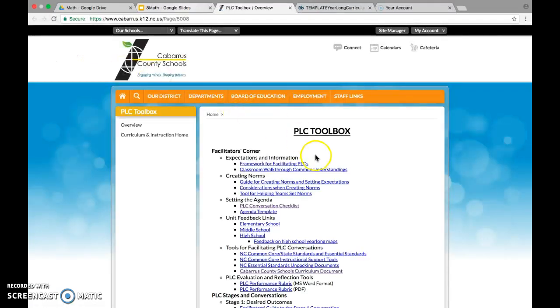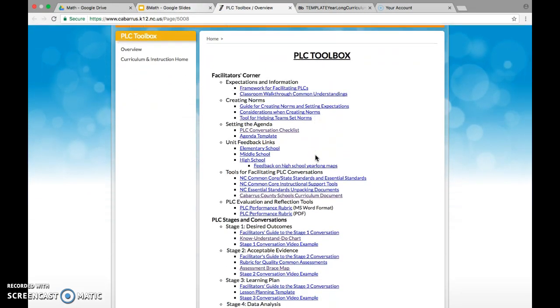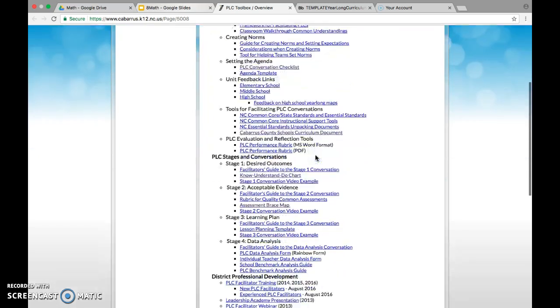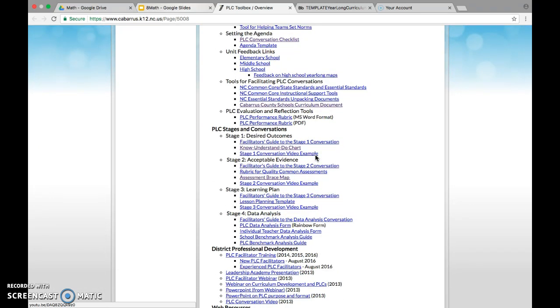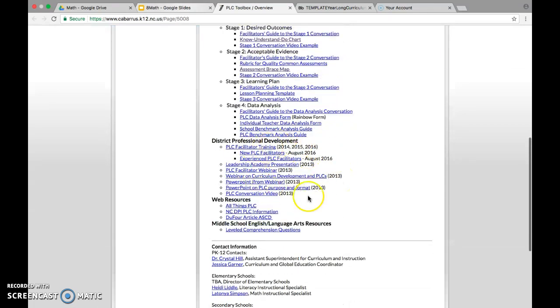This is a link to the PLC toolbox. In the PLC toolbox, you will find all of the information that we provide for PLCs, beginning with the facilitator's corner, working our way down to the PLC stages and conversations. We'll talk about a few of these resources here shortly. And then here you can find all the district professional development that we've offered.